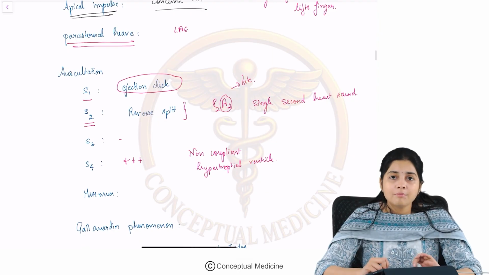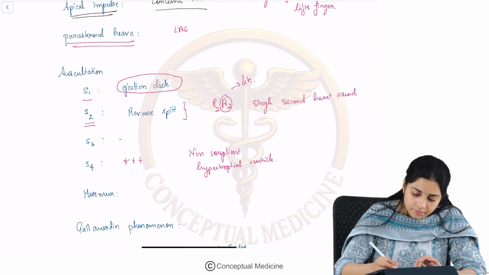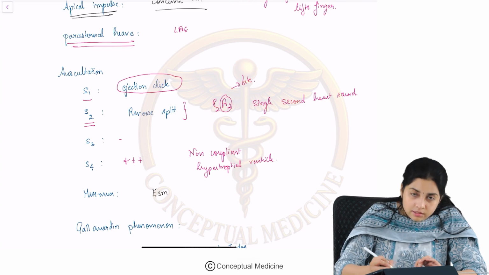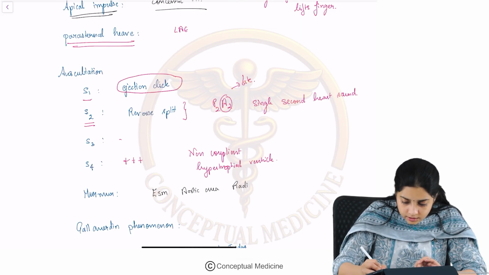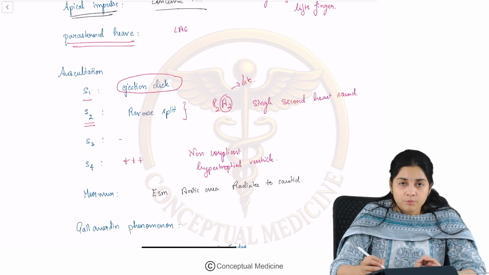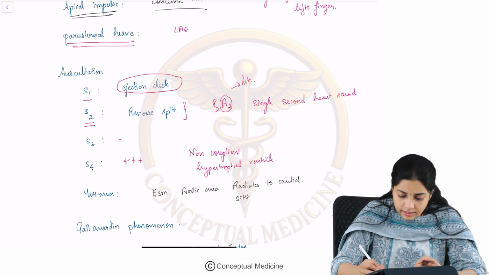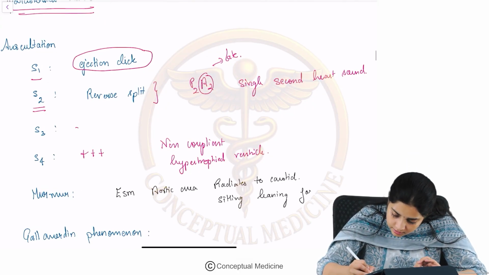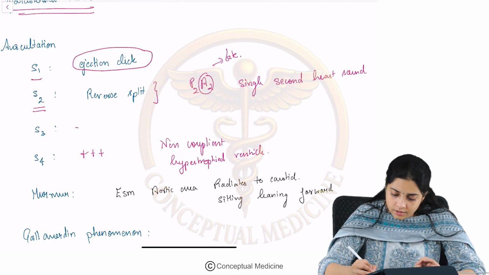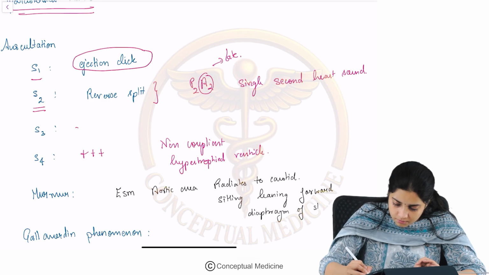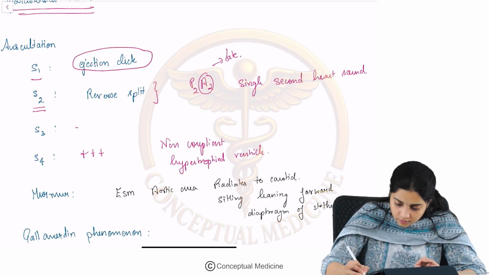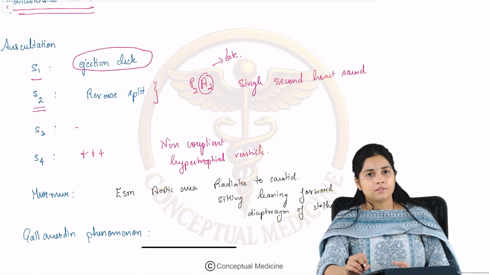Fine. Now, what happens to the murmur? What do you find in the murmur? You find an ejection systolic murmur. Where do you hear it? In the aortic area, which radiates to the carotid. Okay? Which is best heard in the sitting and leaning forward position with the diaphragm of the stethoscope. Okay, so that is your aortic stenosis murmur.